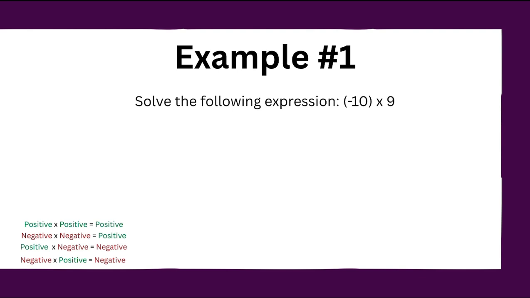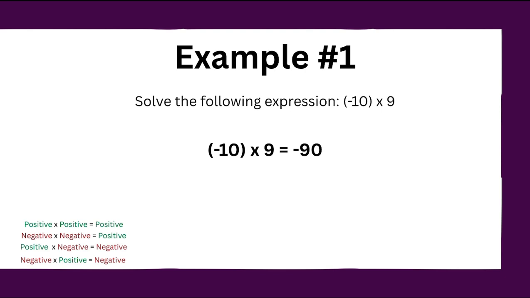So, looking at the following expression, I have negative 10 times 9. So I'm going to write this, and I know that since I have a negative times a positive, I'm actually going to end off with a negative. So of course you're going to multiply accordingly. What's 10 times 9? I know that's 90, and I'm going to drop my negative symbol. My answer would be a negative 90.